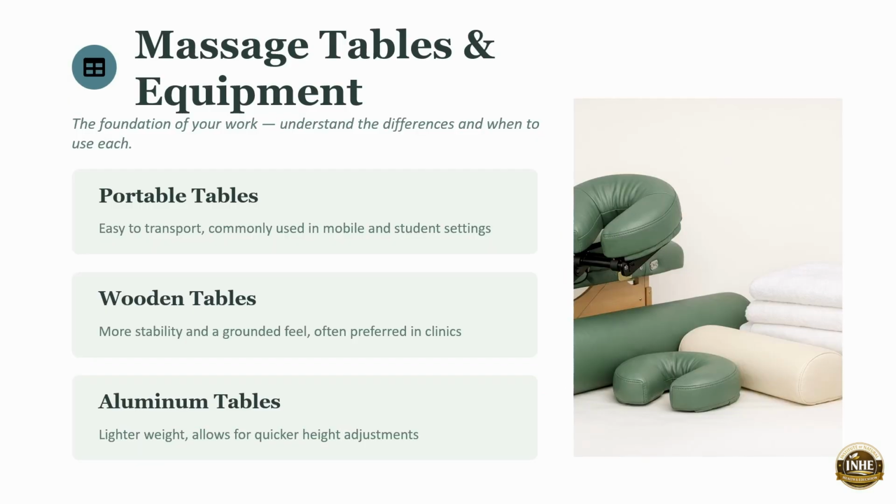Massage tables are the foundation of your work. You should understand the different types of tables and why one might be used over another. For example, portable tables are commonly used because they're easy to transport, while wooden tables tend to provide more stability and a grounded feel. Aluminum tables, on the other hand, are lighter and allow for quicker adjustments.